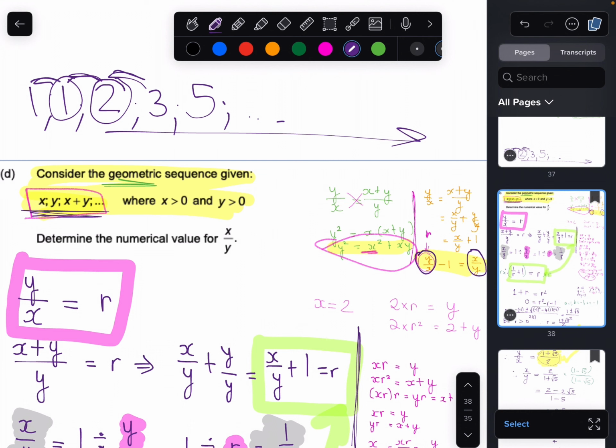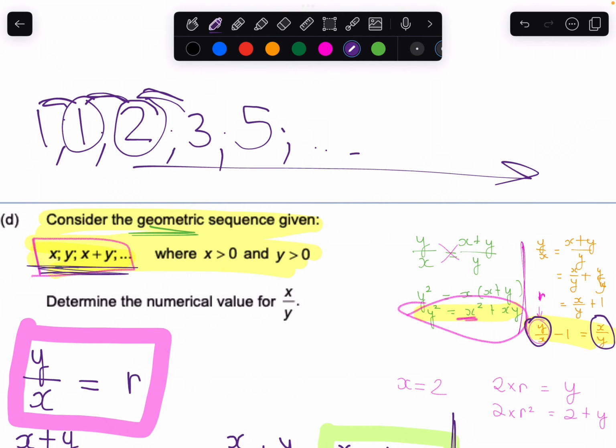But let's talk about, what just happened in the last hour of agony? So the starting point was to take the information we had been given and try and figure out what is an equation, what is a relationship that I can write down based on this information. And we know that geometric sequences are sequences where there is a common ratio between each pair of consecutive terms. So we took that information and we wrote, y over x is equal to x plus y over y.